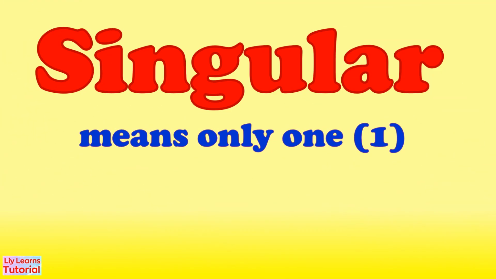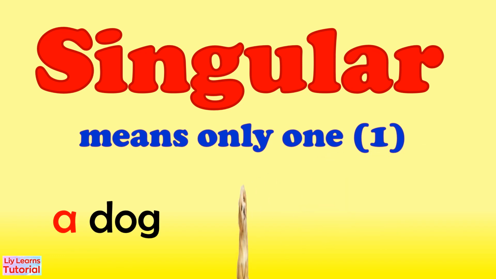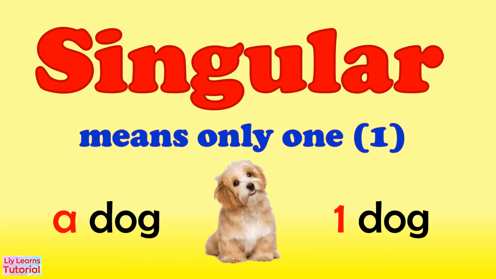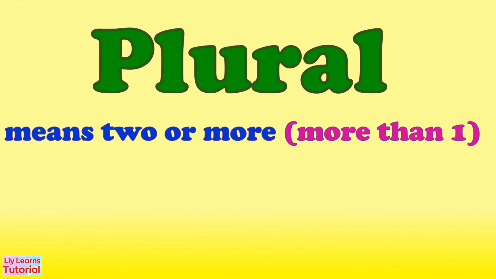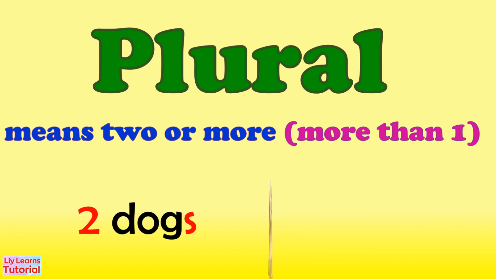When we say singular noun, we refer to only one person, one animal, one place, or one thing. For example, a dog. There is only one dog. On the other hand, plural means two or more persons, places, things, or animals. For example, two dogs.